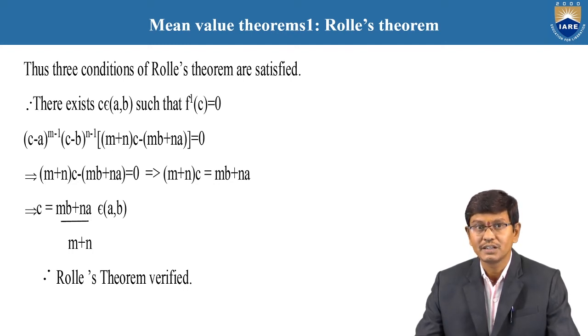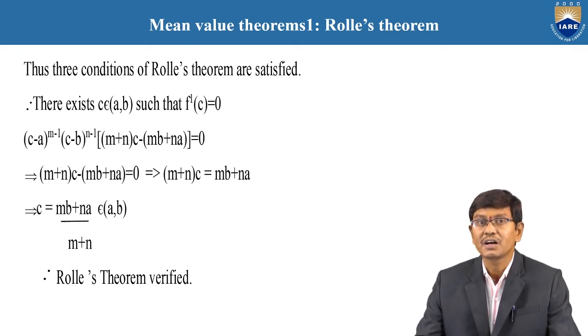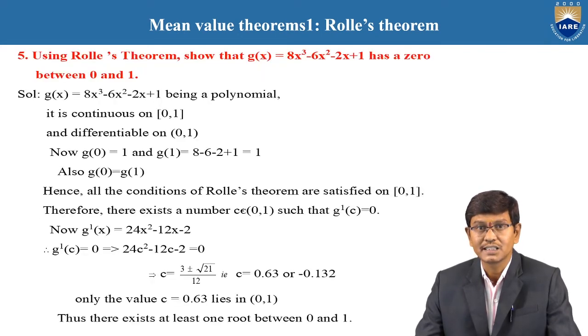Therefore, f of x is a continuous function, f is a derivable function, f of a is equal to f of b, and f dash of c is equal to 0, so there exists c belonging to a comma b. According to Rolle's theorem, all the conditions are clearly verified. Therefore, Rolle's theorem is satisfied.